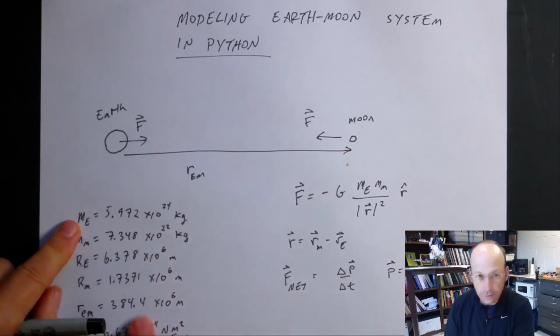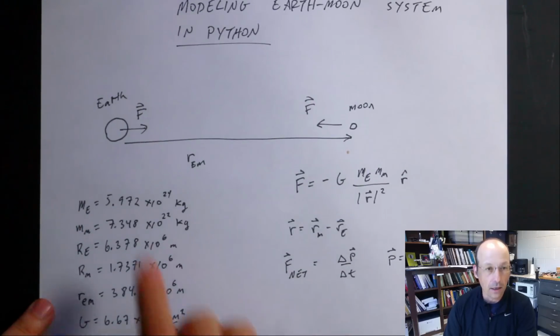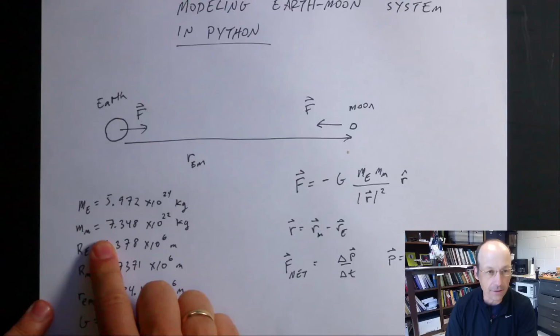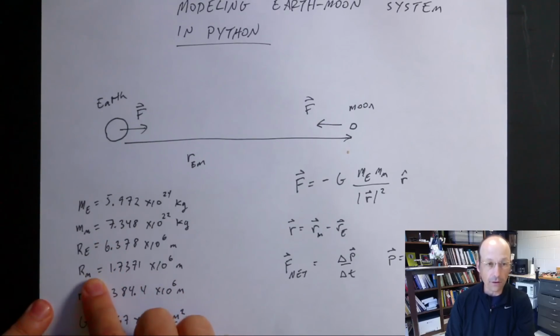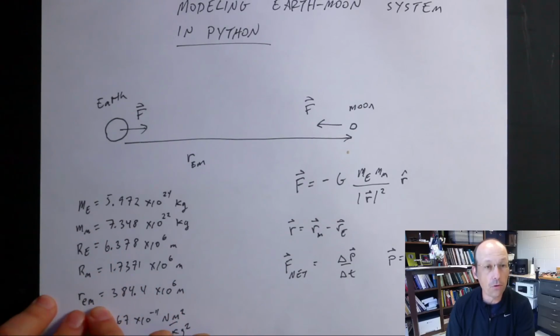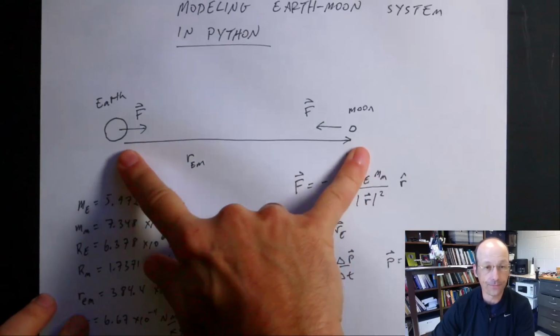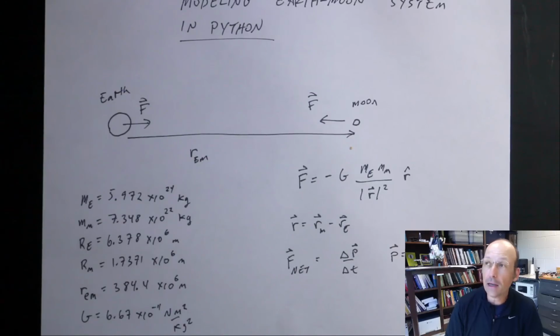I have all the values here for the things that we need to know, like the mass of the Earth, the mass of the Moon, the radius of the Earth, the radius of the Moon, the Earth-Moon distance, this distance right here. And from that, there's a couple of physics things. I'm going to go over all the physics stuff, and we're going to build the model from scratch.